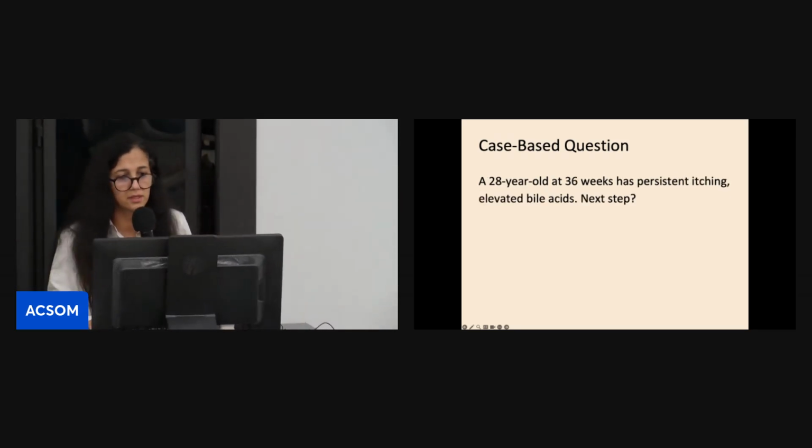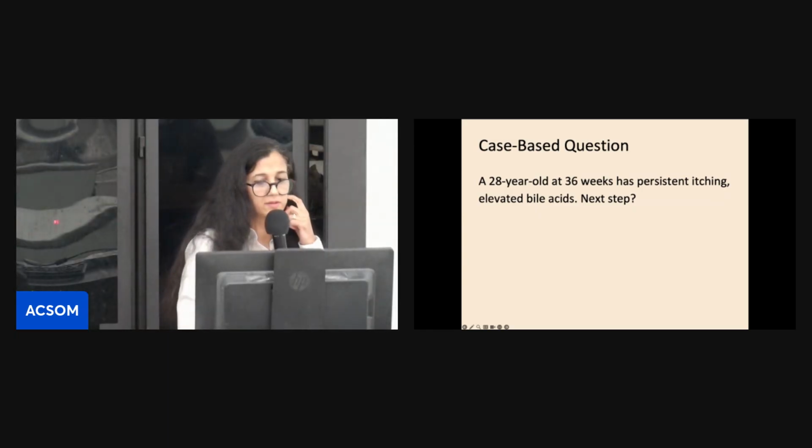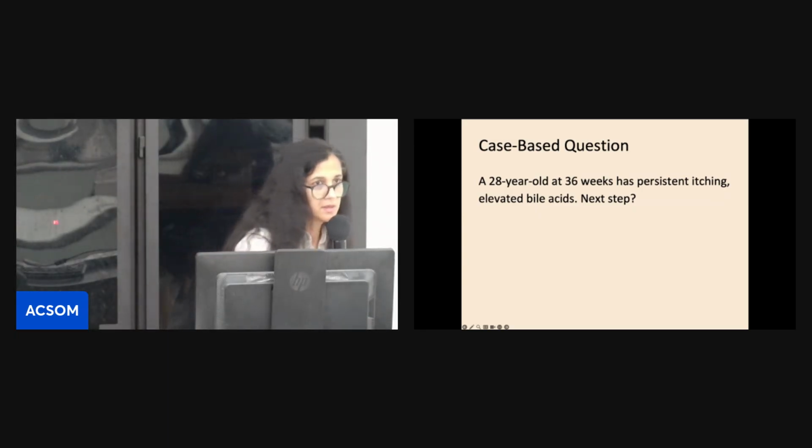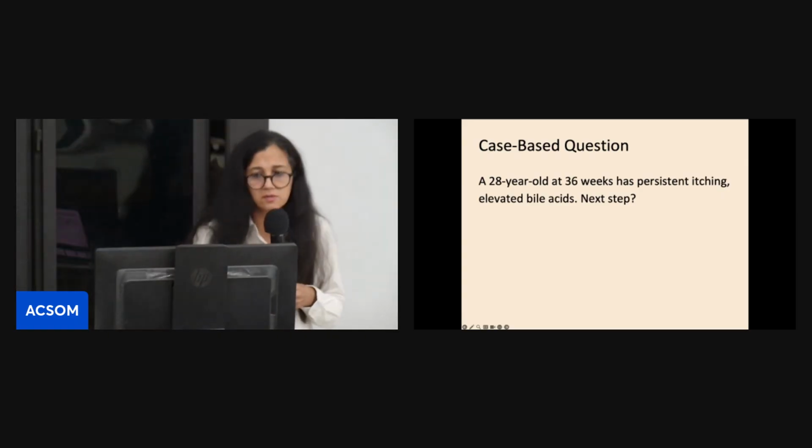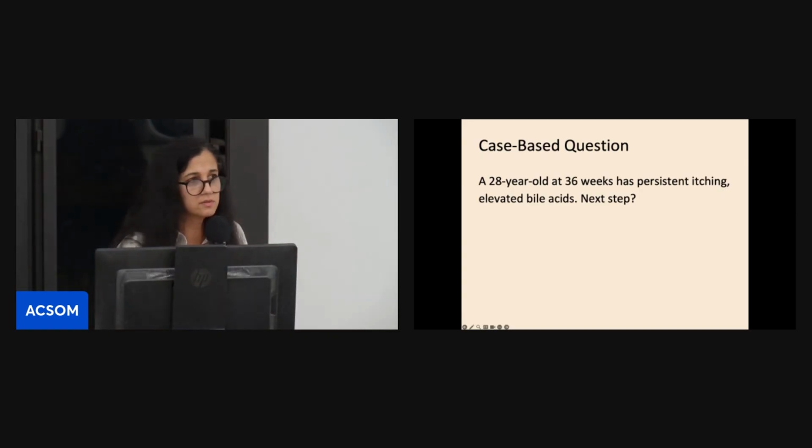Okay. Here's another one. A 28-year-old at 36 weeks has persistent itching and elevated bile acids. What's the next step? What do you think this is? ICP, right?